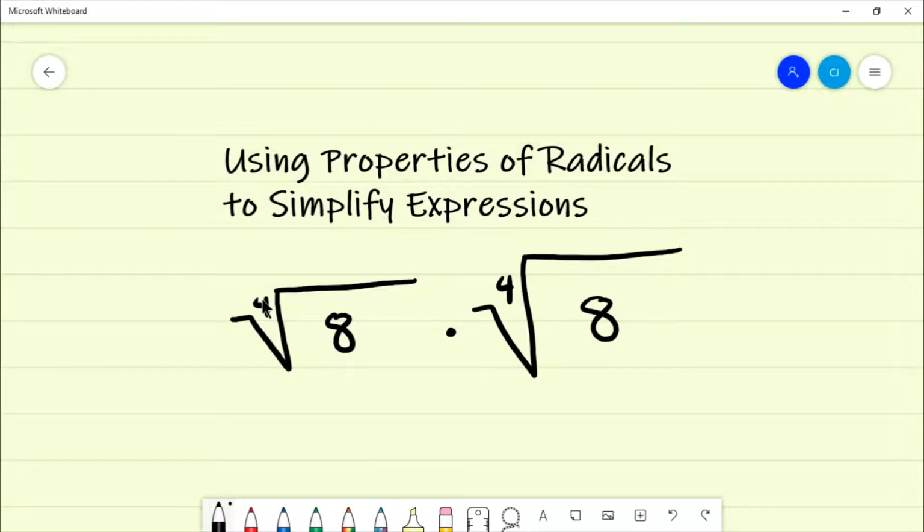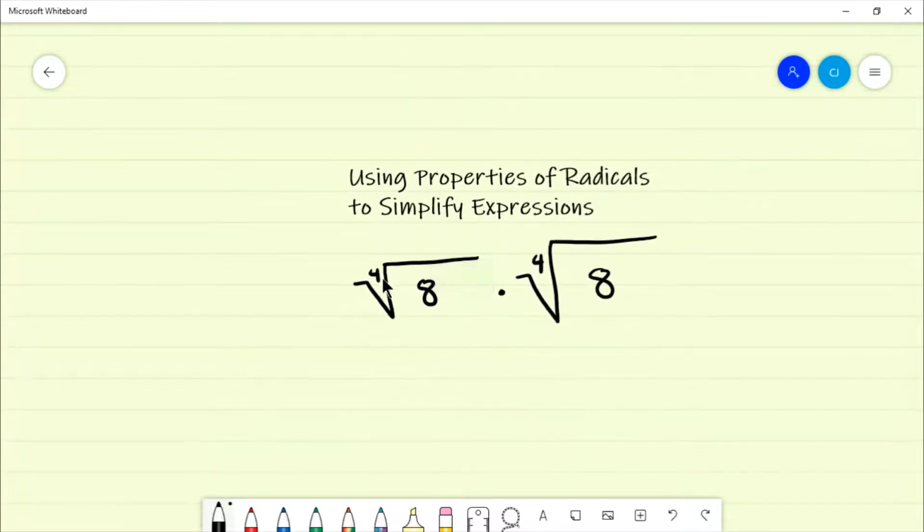There's a property in algebra that states that whenever you have radicals with the same indices, for example, this radical has an index of 4 and this radical has an index of 4, and we're multiplying these two radicals, we can combine the numbers inside of the radical, the numbers that we call the radicands. We can multiply them together, and I'll show you what I mean. And by the way, this is called the product property.